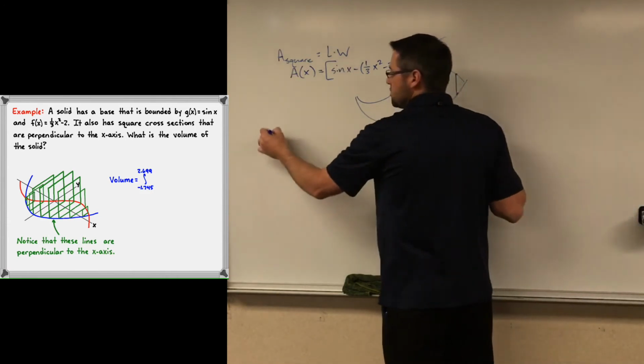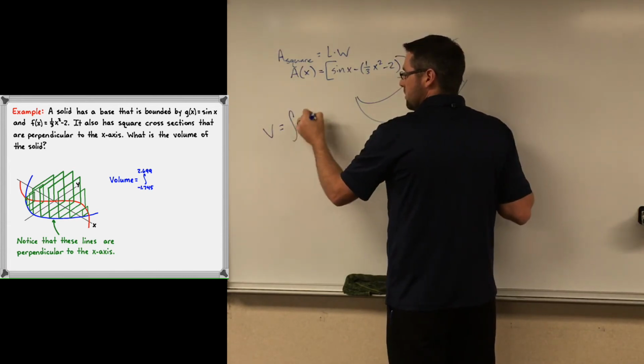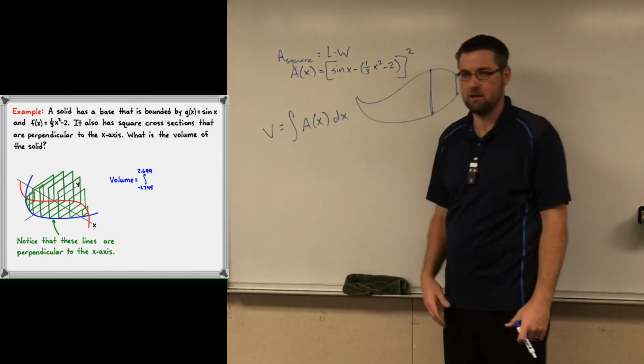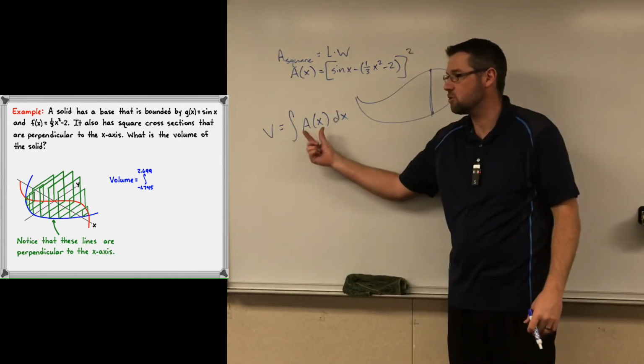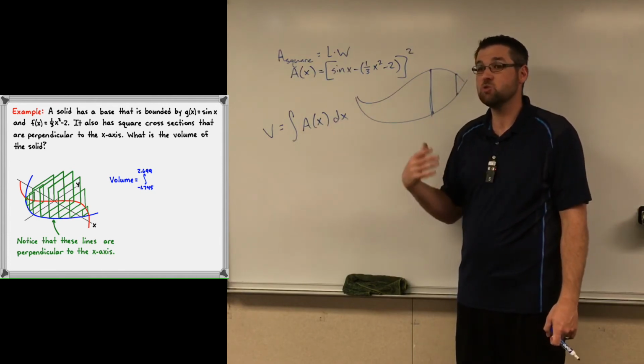The volume equation is the integral of what? The area function times dx. It's always that. When you see cross sections, it's always the integral of the area dx. The question is, what is the area?